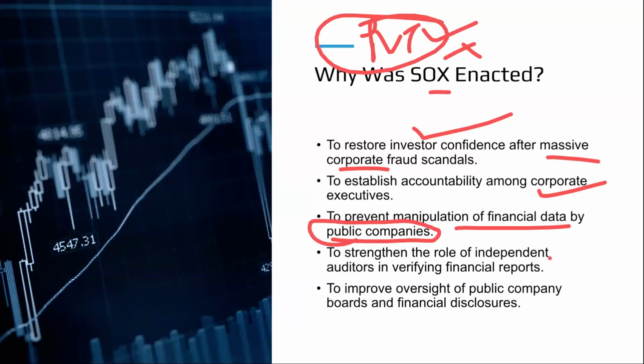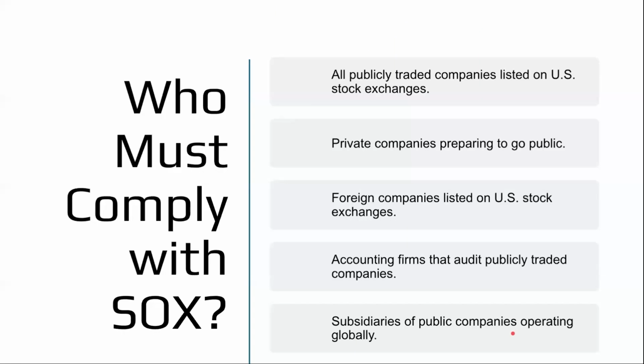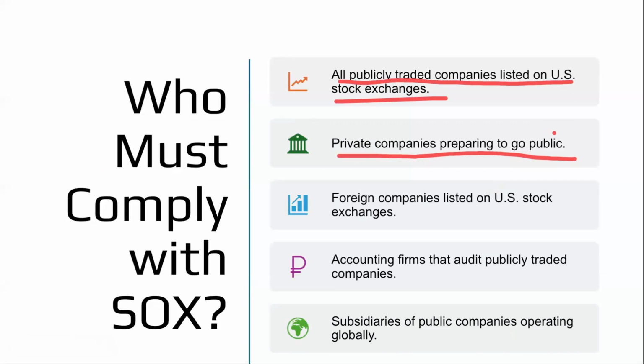To strengthen the role of independent auditors in verifying financial reporting, to improve oversight of public company boards and financial disclosures. Who must comply? All publicly traded companies, not private companies, under the US stock exchange, who have their stocks. Private companies that are preparing to go public can also apply, because they are also going to become public. Whatever companies are listed on the US stock exchange can comply.